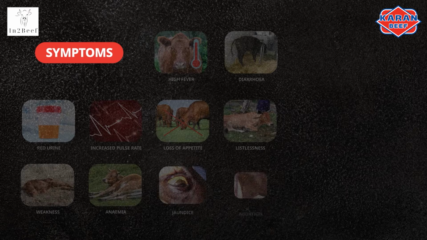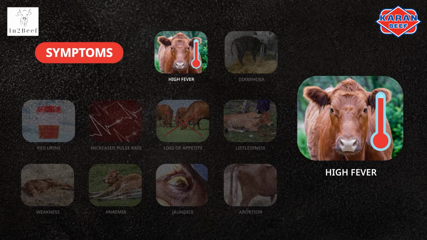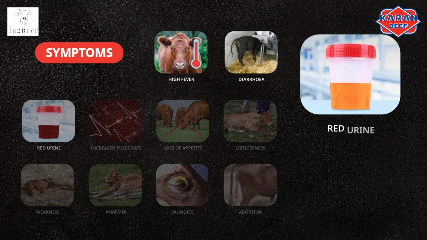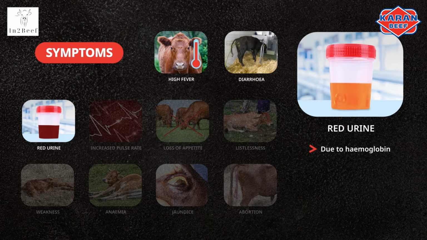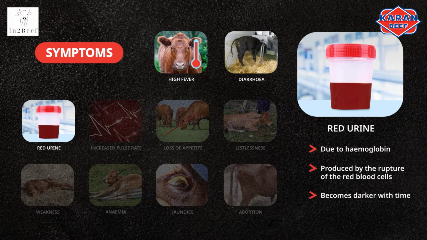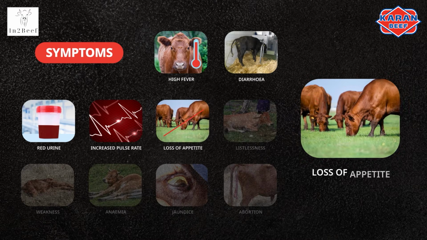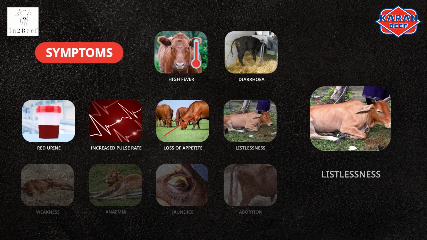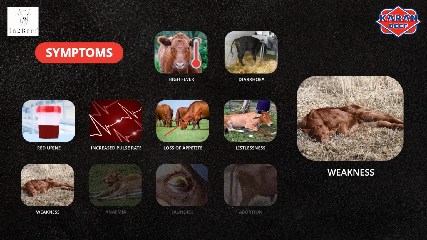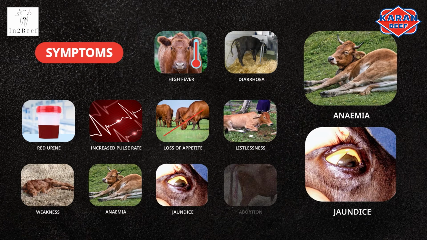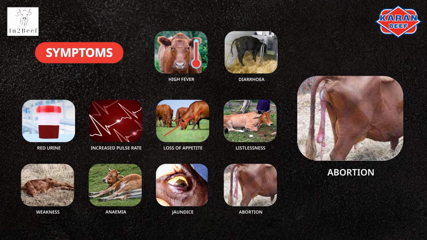Symptoms and clinical signs include high fever, diarrhea which ceases after around 36 hours and then becomes constipation, red urine due to hemoglobin produced by the rupture of the red blood cells which becomes darker with time, increased pulse rate, loss of appetite, listlessness, weakness, anemia and jaundice in advanced cases, and pregnant cows may abort.